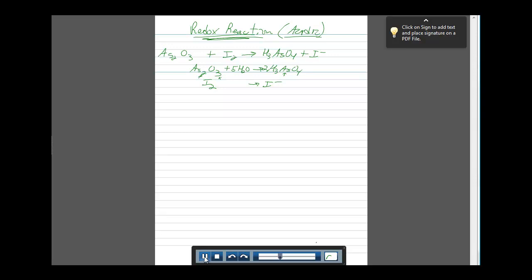And to do that, we need to figure out how many we have on the left. This here gives us 10. On the right, we have 6. So we're going to need 4 more. So we're going to add 4 H+ for every H that we need to add.